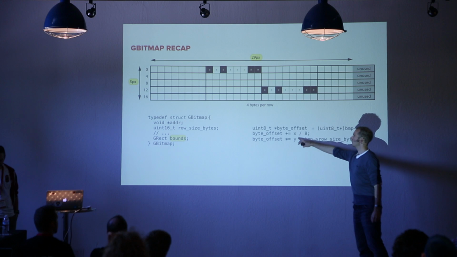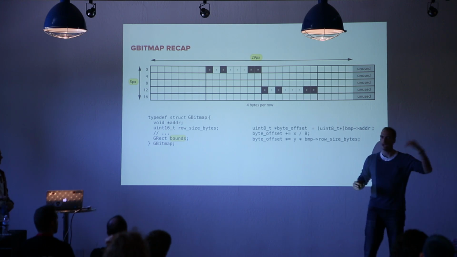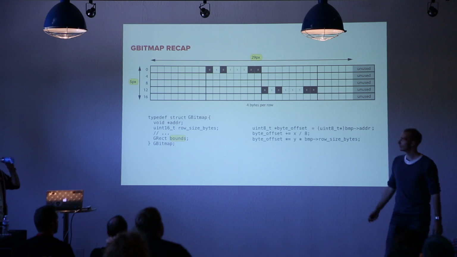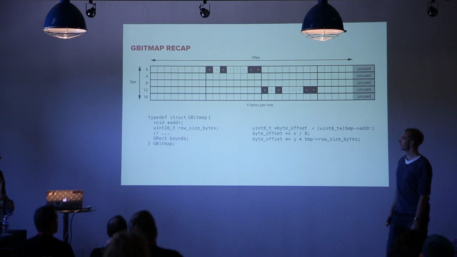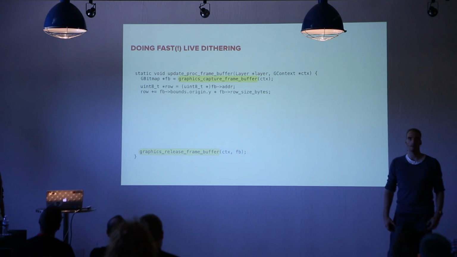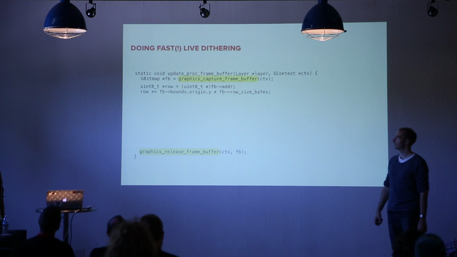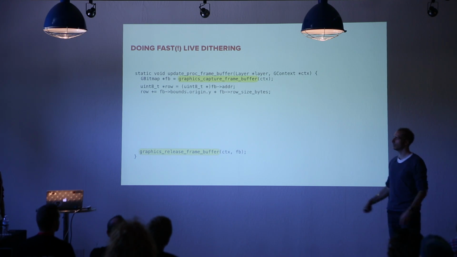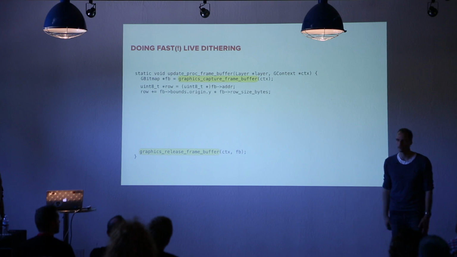So when I'm talking about X and Y here, I'm always talking about the absolute X and Y, and you have to relatively look where your frame buffer starts. Okay, so that's GBitmap. My update proc now looks like that. At the very beginning, I'm obtaining the frame buffer, I'm capturing it, and then in the end, I release it again. And in between, I'm somehow messing around with pointers.